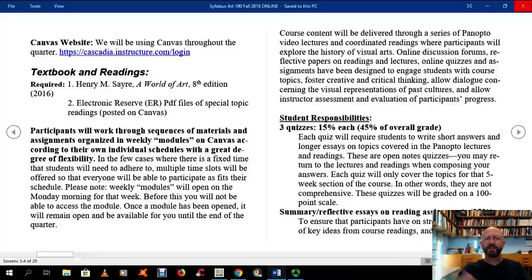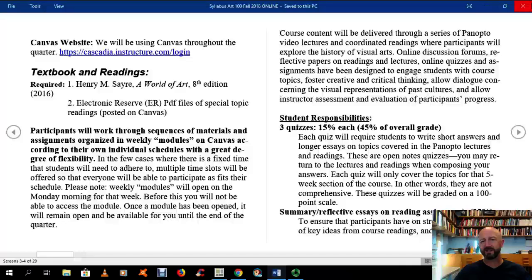Okay, so then student responsibilities. Number 1, you have 3 quizzes pretty much equally spaced out over the course of the quarter that are worth 15% each. Each quiz requires you to write shorter answers and longer essays on topics covered in the Panopto lectures and readings during that sequence, right? These are always open note quizzes. You may return to the lectures and the readings when composing your answers, and each quiz will only cover the topics for that section of the course.